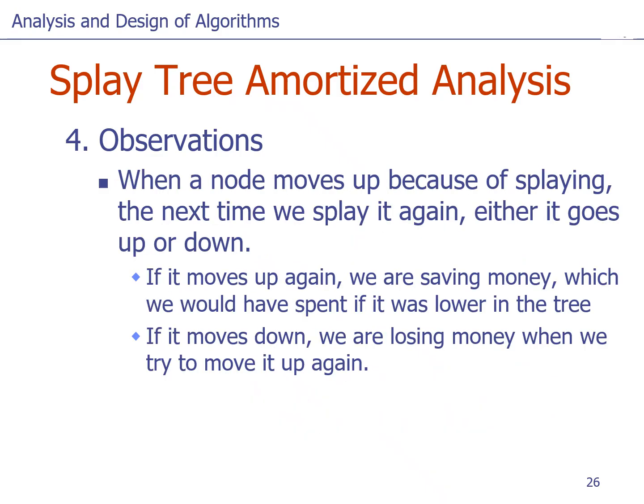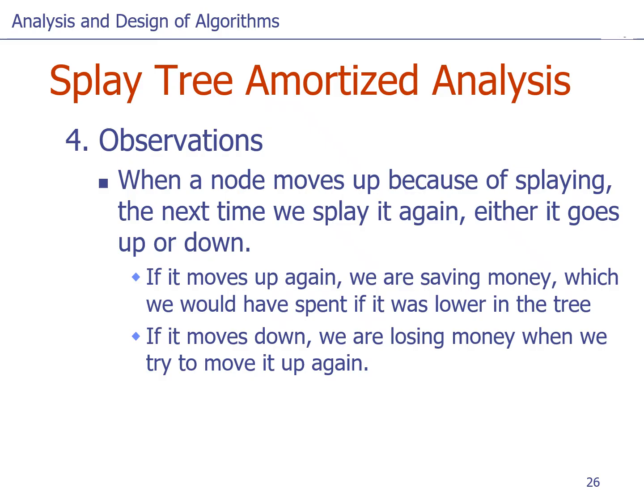Now, here is the most important observation of all. When a node moves up because of splaying, the next time we splay it, it will either go up or down. Now, obviously, if it's the root, it will not go up. And if we're splaying it, it will stay in place. It will still be the root. But if you think of splaying a successive series of values where the values are different from each other, like we splay 5 and 10 and 15 and so on.